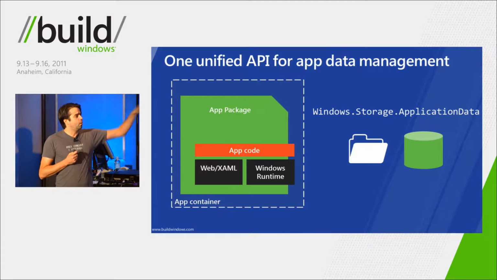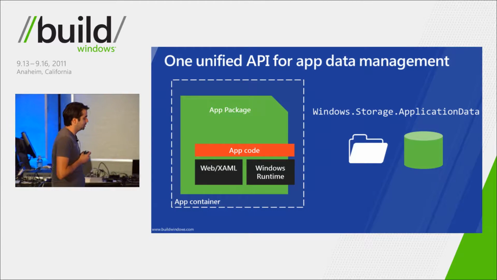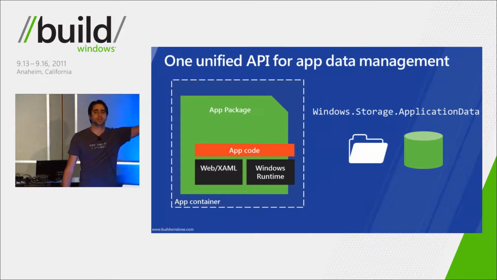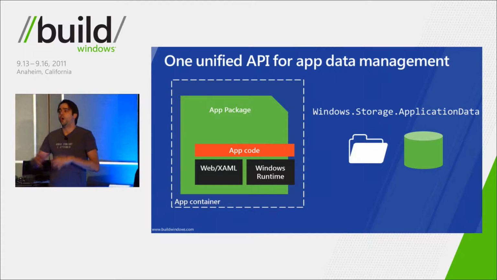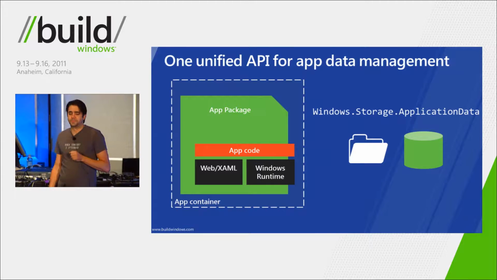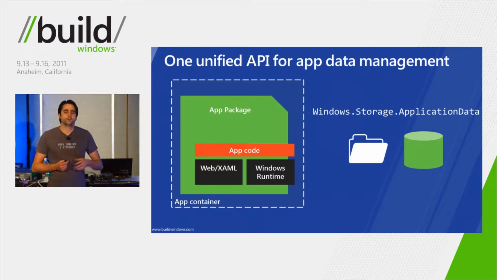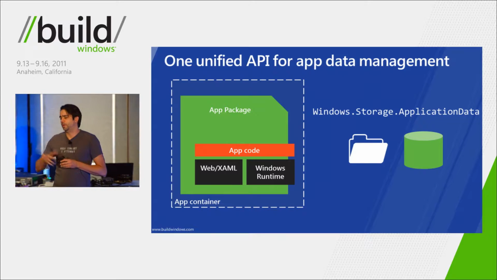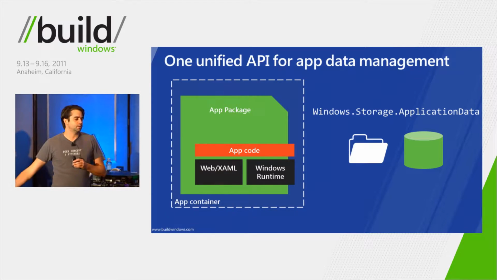So we have one place in the WinRT namespace that you go to deal with all of your app data needs. It's Windows.Storage.ApplicationData. This object is the starting point for getting at all of the features that we support for app data. There are local areas of it where you have local settings, you have local files. There are roaming sections of it where you can store roaming settings and roaming files.